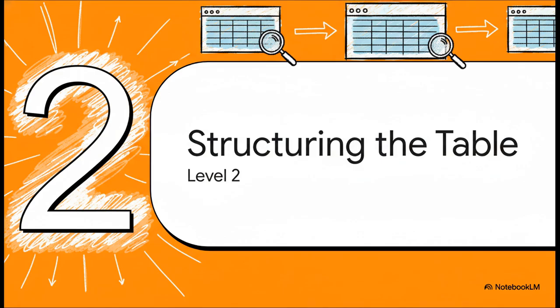Okay, so we've leveled up. We've mastered the art of the single query. But, a blazing fast query doesn't do you much good if the data it's looking for is a total disorganized mess. And that brings us to level 2. We're zooming out from the query itself to look at how the actual structure of your data tables can make or break your system's performance.